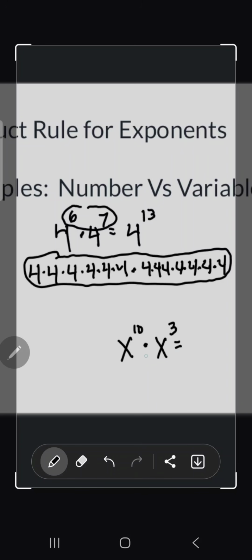The same principle applies for variables. If you have 10 x's and you're multiplying by an x that has to the 3rd power, which is 3 x's being multiplied, you're actually going to multiply the x 13 times.